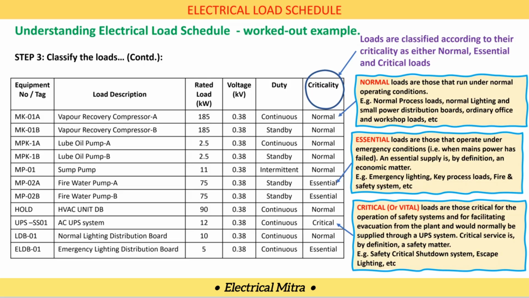And critical or vital loads are those that are critical for the operation of the safety system and for facilitating evacuation from the plant, and would normally be supplied through a UPS system. Critical service, by definition, is a safety matter. Examples of critical or vital loads are safety critical shutdown systems, escape lighting, etc.